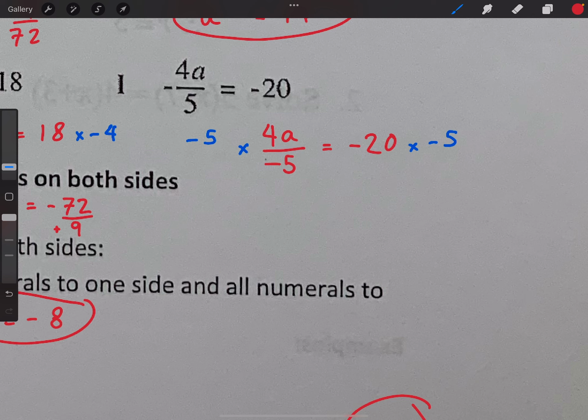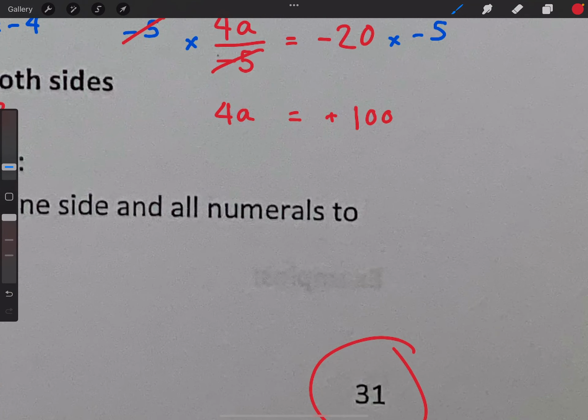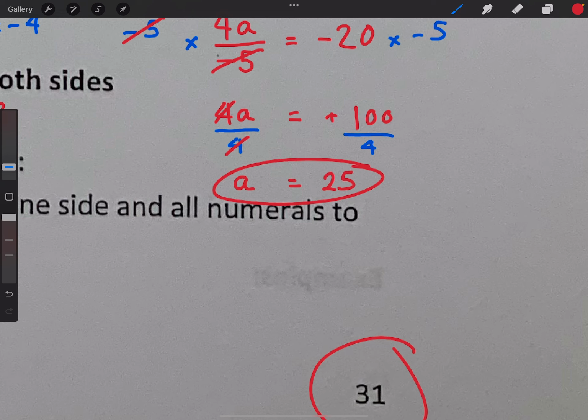Okay, so what happens when you multiply both sides by minus 5? Well, on the left hand side, this will cancel out, and you're left with 4A. And on the right hand side, 5 times 20 is 100. A minus times a minus is a positive, so it'll be positive 100. Now, the only thing left to do is divide both sides by 4. When you divide both sides by 4, this 4 will cancel out with that one, so you're left with A equal to 100 divided by 4, which gives me 25, and there's my answer.